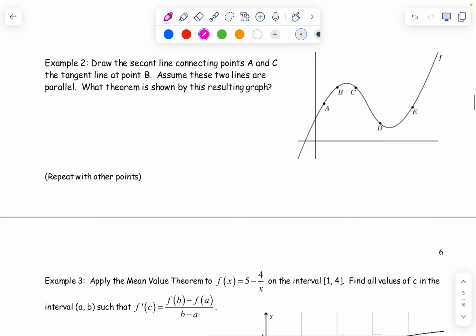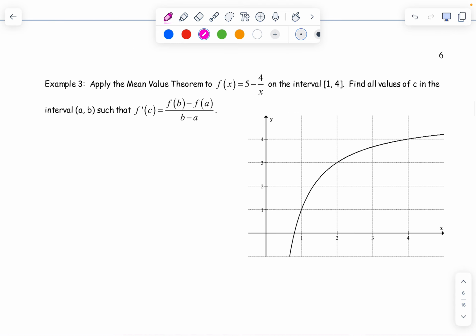So let's move on to our first one right here. I want to worry about example number 3. All right, Aaron, let's read example number 3 out loud, please. Apply the mean value theorem to f of x equals 5 minus 4 over x on the interval [1, 4]. Find all values of c in the interval (a, b) such that f prime of c equals f of b minus f of a over b minus a.